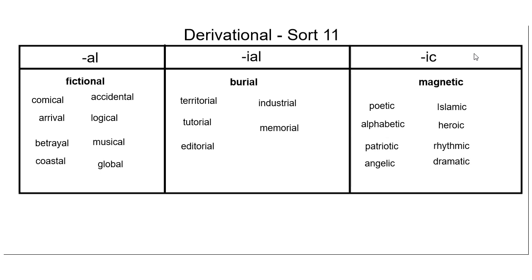Looking at the IC column, we notice that IC is typically just pasted onto the end of a root word. For example, magnetic, magnet is the root word. They just added IC. Poetic, poet is the root word. IC. Alphabetic, alphabet is the root word, IC. One word that doesn't follow this strategy is dramatic. Drama is our root word, and they add TIC.